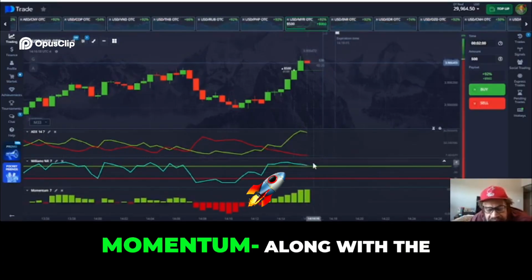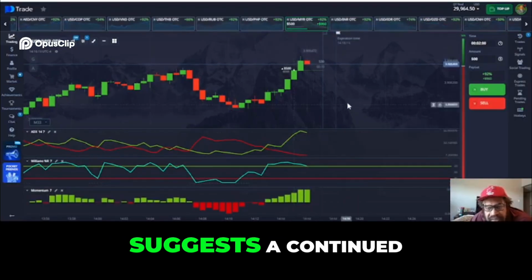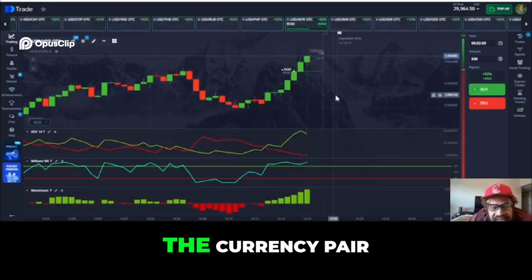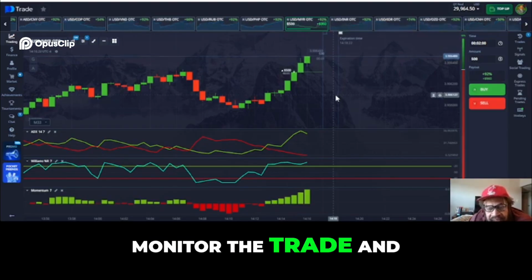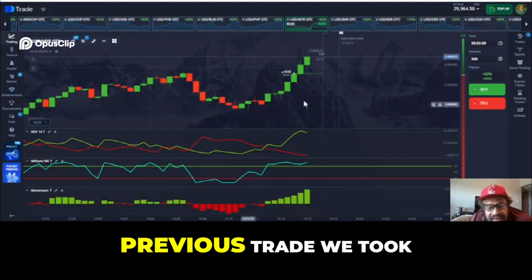So all of these confluences, the price action, the divergence of the ADX lines, the Williams percent R momentum, along with the growing histogram bars, suggest a continued bullish push to the upside in the price of the currency pair. So let's monitor the trade and wait for the expiry. This is exactly like the previous trade we took.